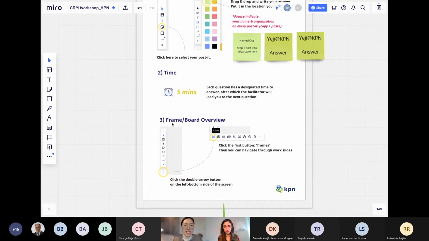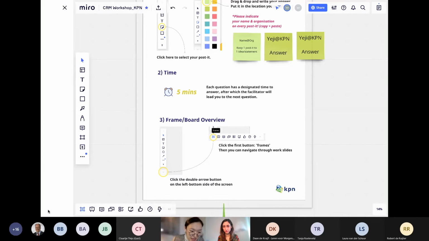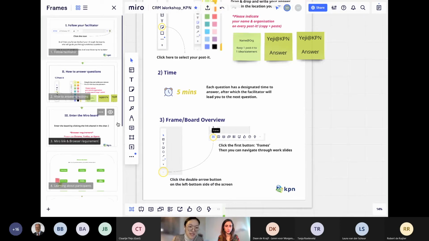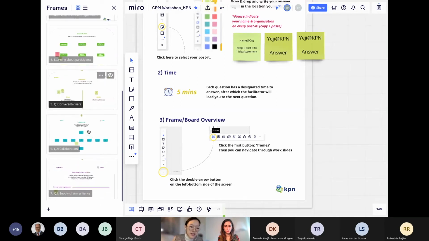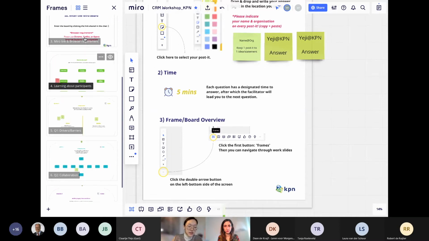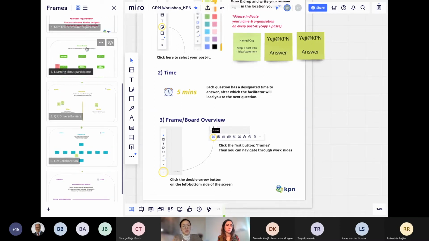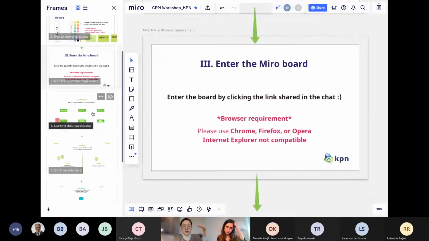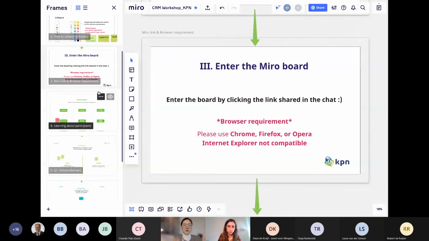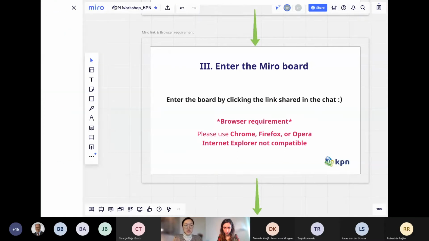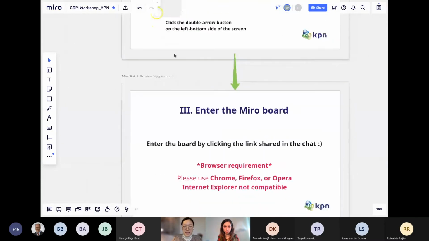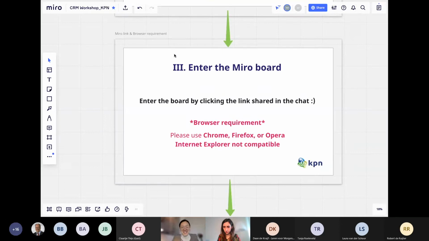is up. And if you ever get lost on where we are, you can go to the left bottom side and click this double arrow. Then click this first icon, frames. Then you can see a nice arrangement of our questions, which will help you navigate. So please use this function if you ever get lost. And now let's enter this board and work on this together.